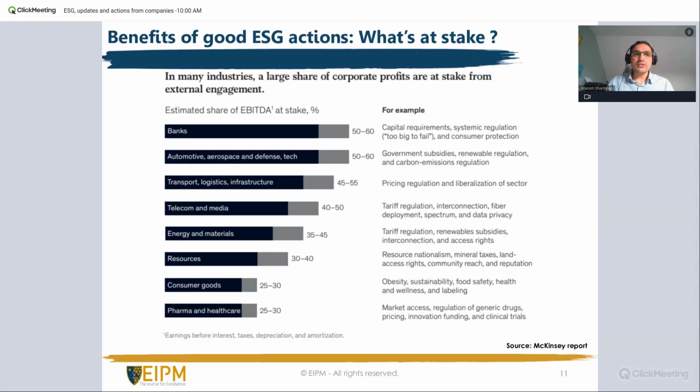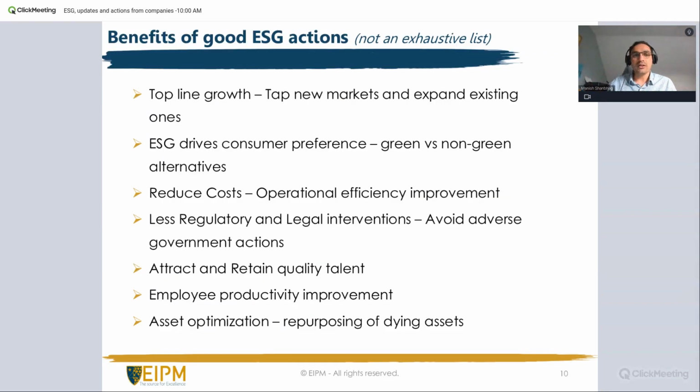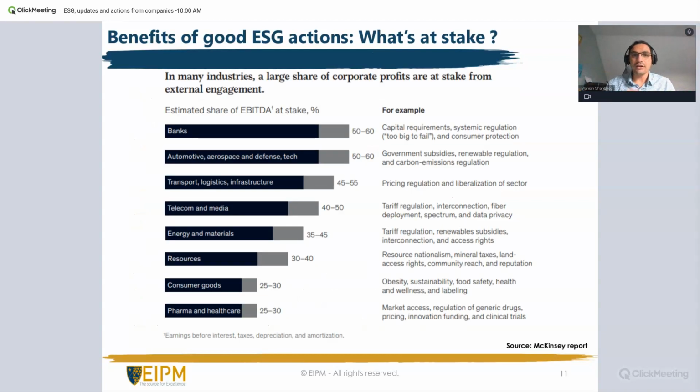Okay, so you've seen the benefits. This is a report. I thought this was interesting just to tell you what's at stake here. So I picked this up from a McKinsey report here, where we are talking about, just to give you an idea in terms of the financial impact, right? What is it at stake? So these are the good actions that we talk about, but all this to do what? There's a lot of financial stake here, right? A large share of corporate profits are at stake from this engagement.